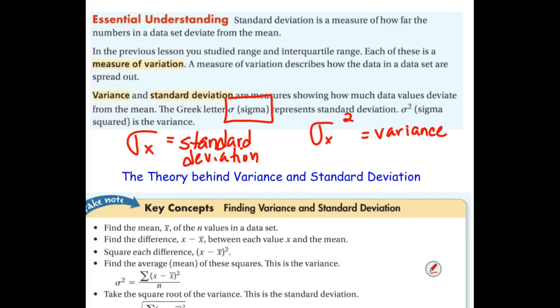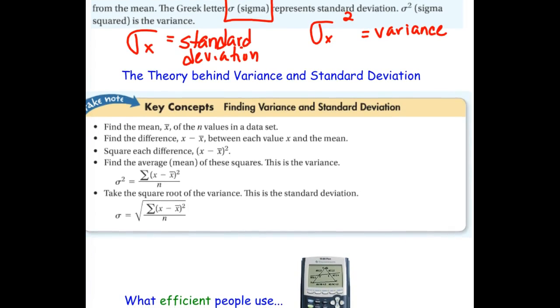Now, how we technically calculate variance and standard deviation. We start out, we find the average of our values. So we take our data set, we find our average. Then we take every single value in our data set, subtract the mean from it, and then square that number. We do that for every single value in our data. Then we add up all those answers.